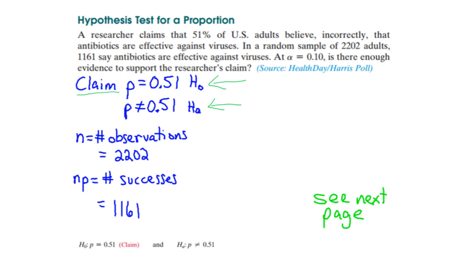Now let's see what else they gave us. They told us that we looked at a random sample of 2,202 people. That's our N. That 1,161 of them believe antibiotics work against viruses. So that's our number of successes. And then finally, our alpha is 10%, 0.10.